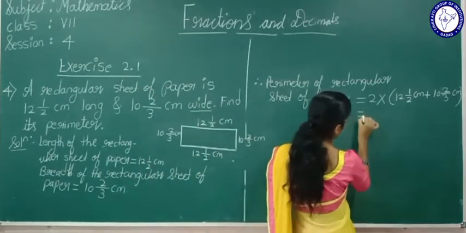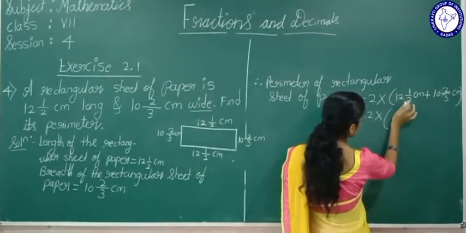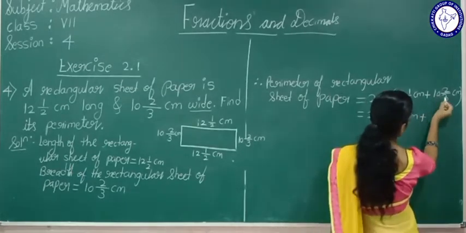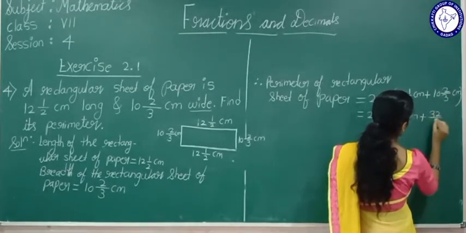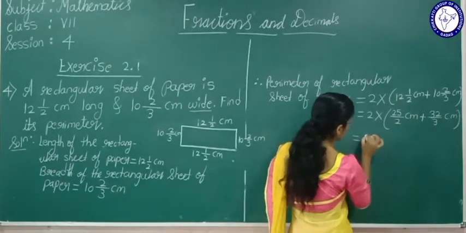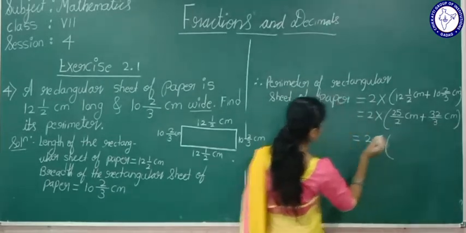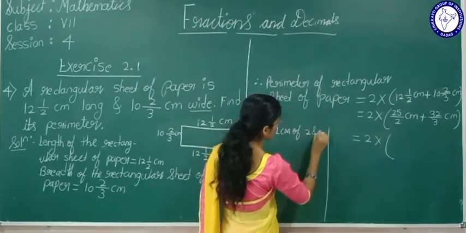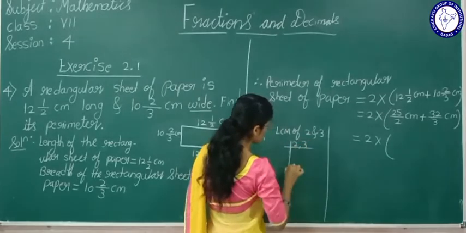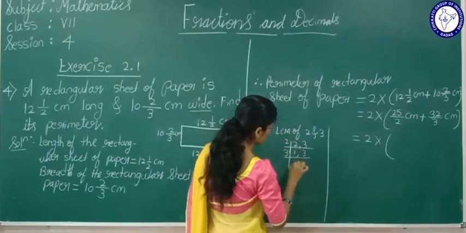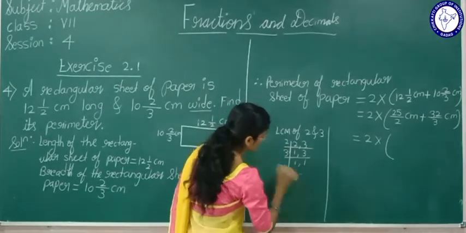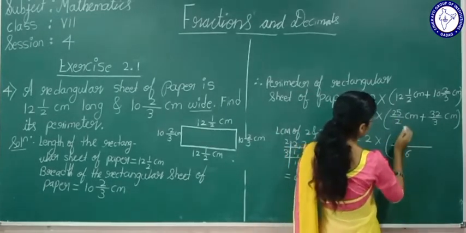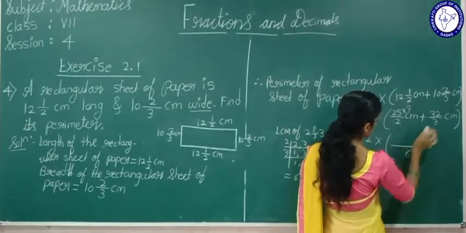Now see here students, we will simplify. 2 multiplied by 12 is 24, 24 plus 1 is 25/2 centimeter, plus 10 threes are 30, 30 plus 2 is 32/3 centimeter, equal to 2 multiplied by, what is the LCM of 2 and 3? LCM of 2 and 3 is 6.